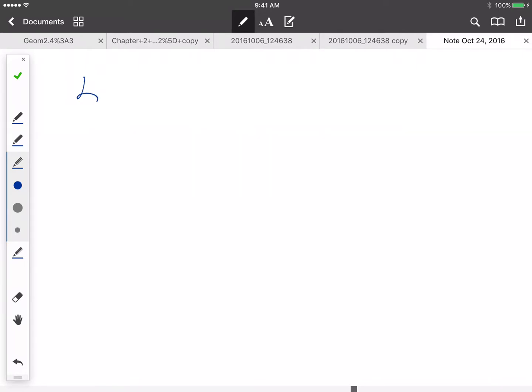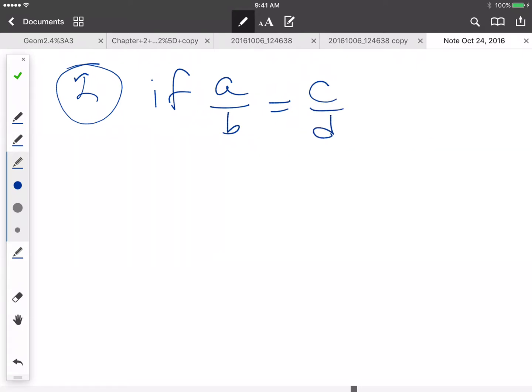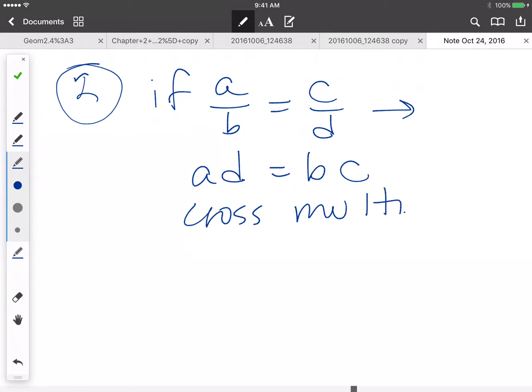Part 2. We also know that if A relates to B the same way that C relates to D, this yields this product: A times D is equal to B times C. And this is just cross multiplication.